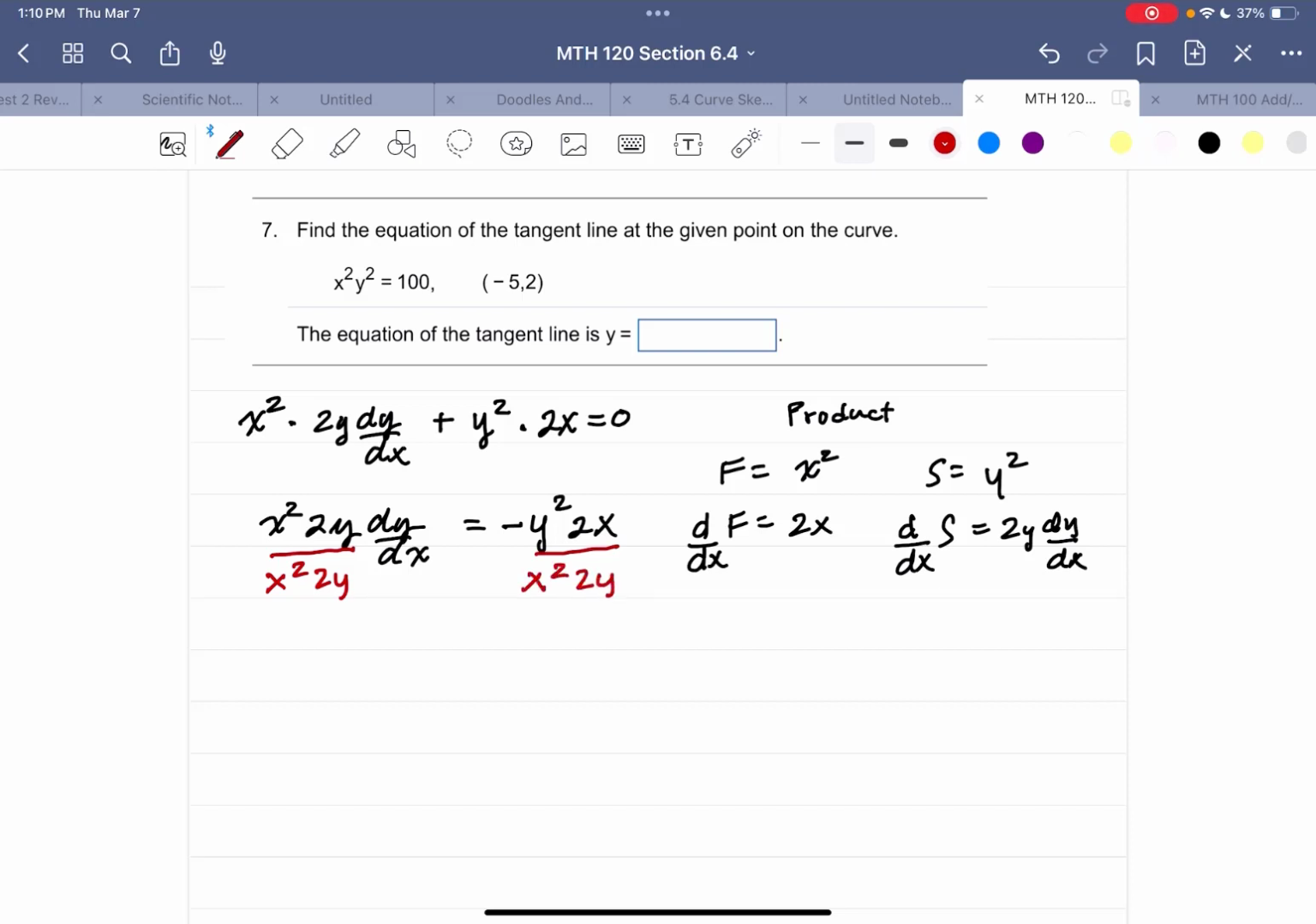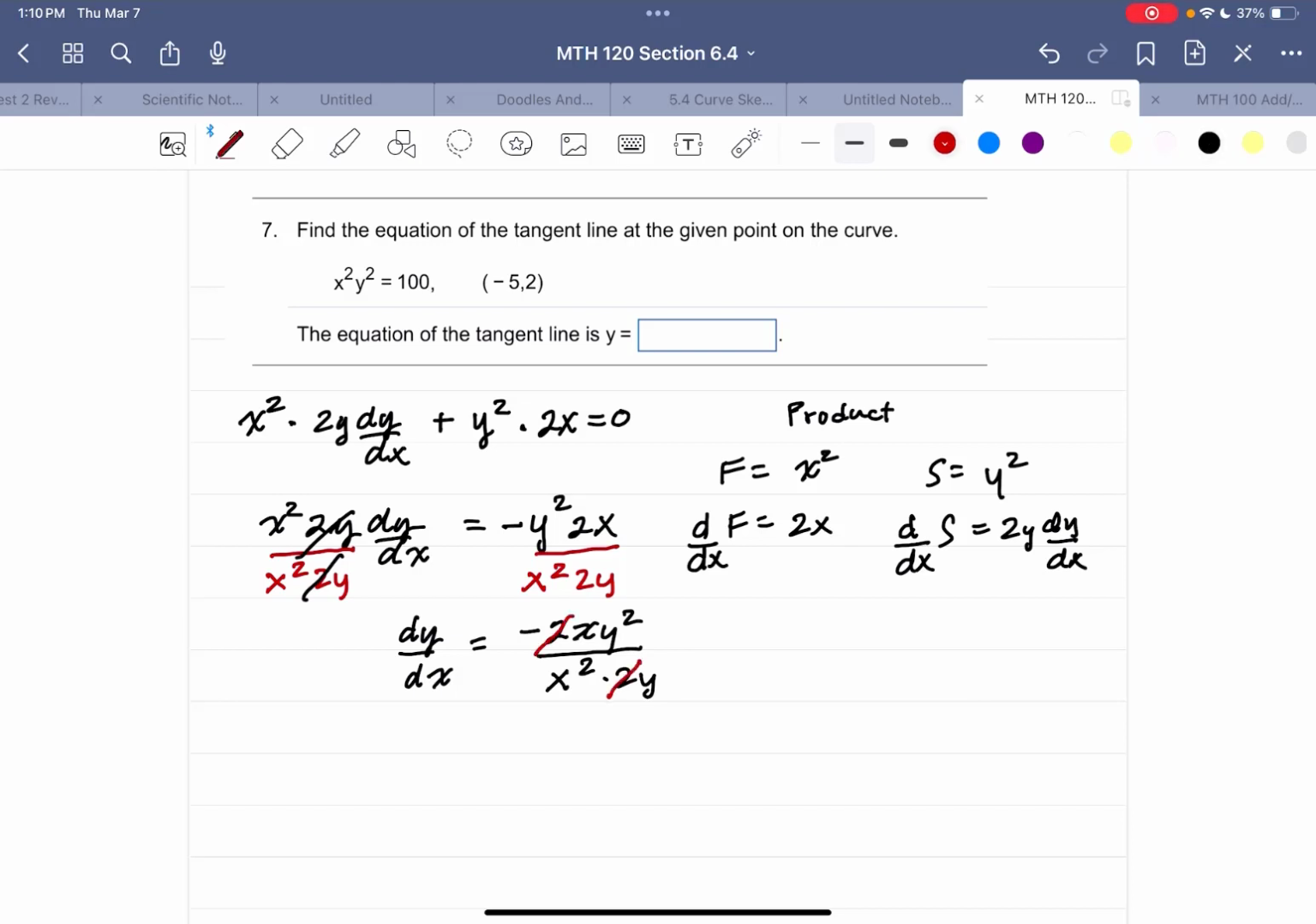So on the left-hand side, this divides to 1. And I'm left with the derivative of y with respect to x. And I can rearrange or leave it, it's just up to you. Negative 2x y squared over x squared times 2y. And I'm going to do some reducing.